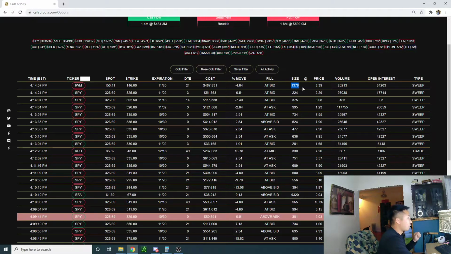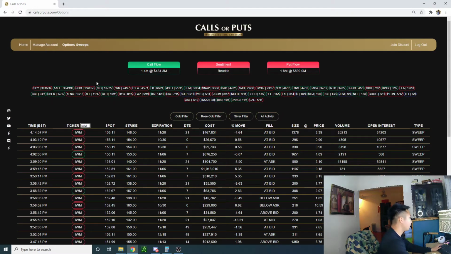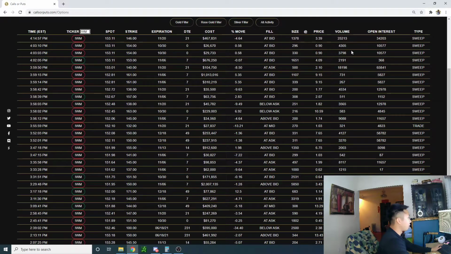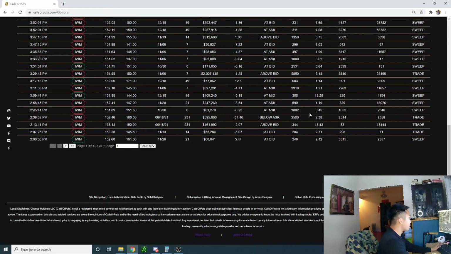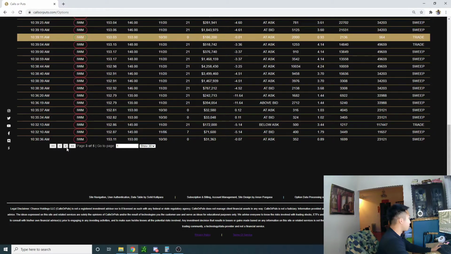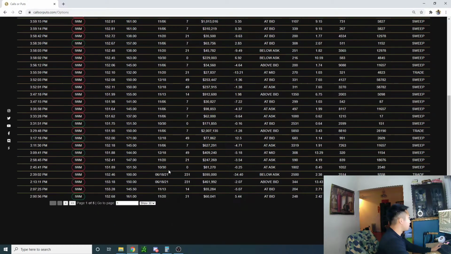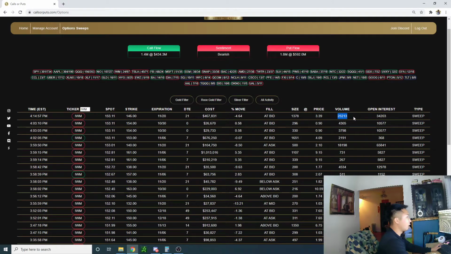Volume is the amount of contracts traded for that specific date, and this is the size for this specific trade. So there were obviously a lot of contracts beyond this trade that was placed. If we go to IWM, we'll see all the different volumes for the different contracts. If we look through the whole history of however many IWM sweeps came through, we would see an amount close to this volume.